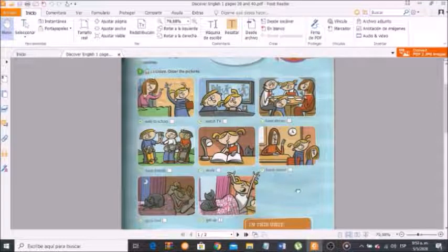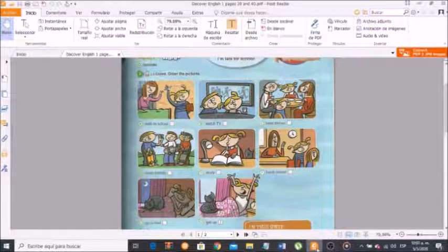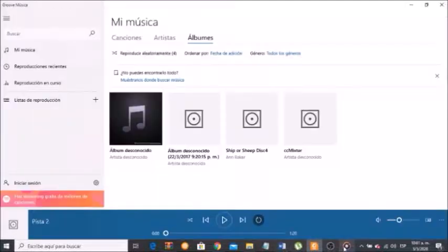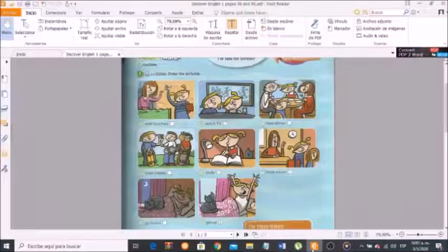We know that picture number one is get up. Of course, the first thing that we do in the morning is getting up. Okay, so let's do this. Unit 4, exercise 1. Discover words. Listen. Order the pictures.